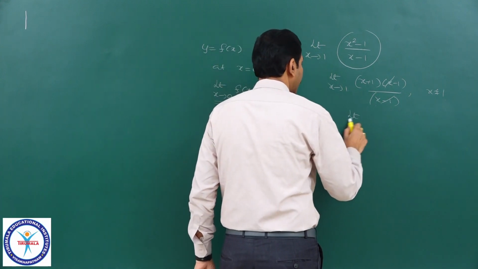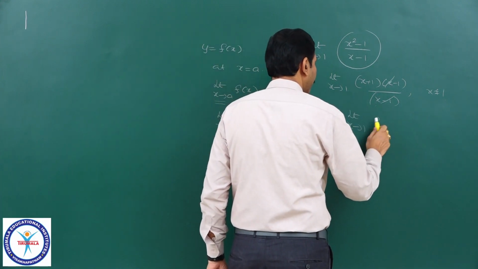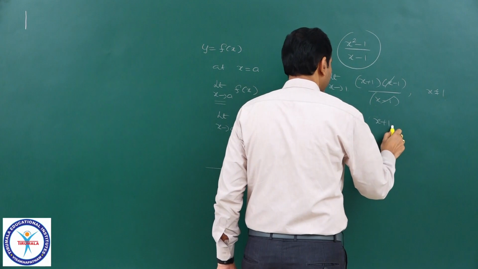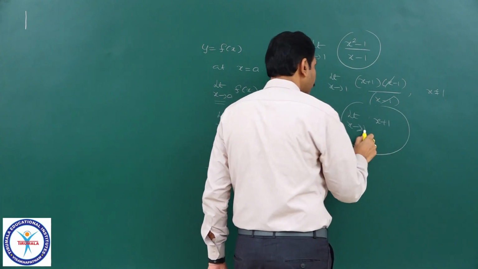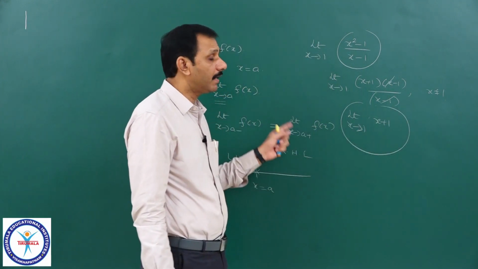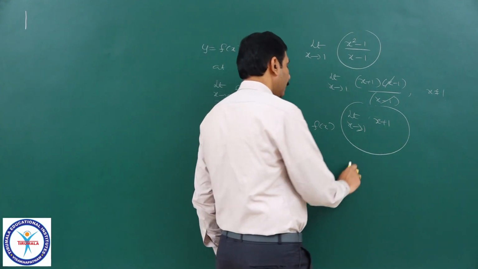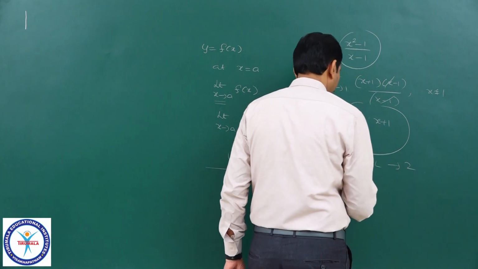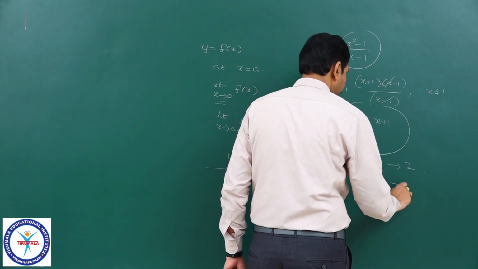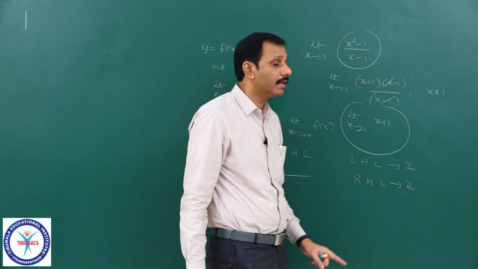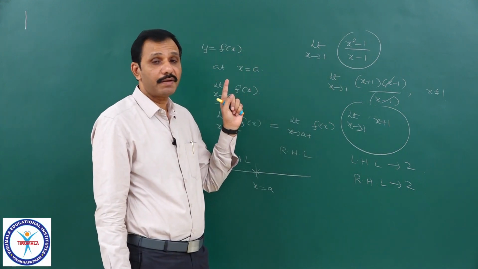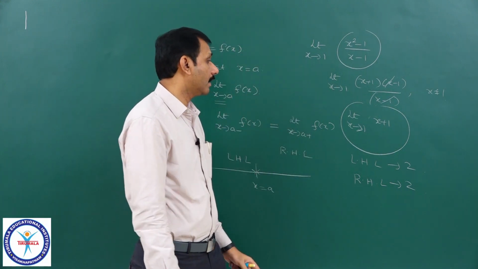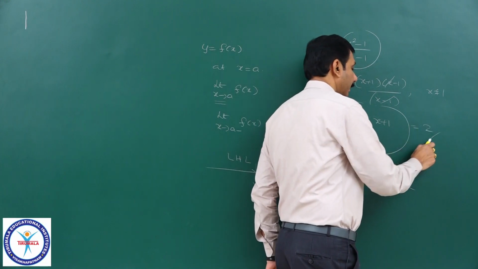Now what do I get? Limit x tends to 1 of f of x is x plus 1. For this, you check the left hand limit and right hand limit. The left hand limit is approaching 2, and the right hand limit is also approaching 2. Therefore, we can say the limit of this function exists and that limit is equal to 2.